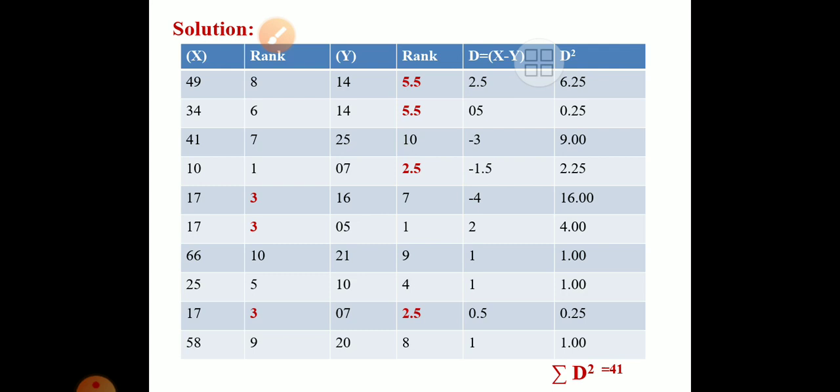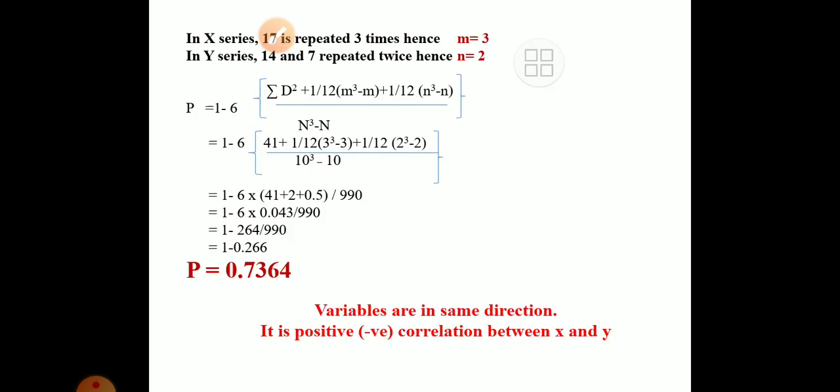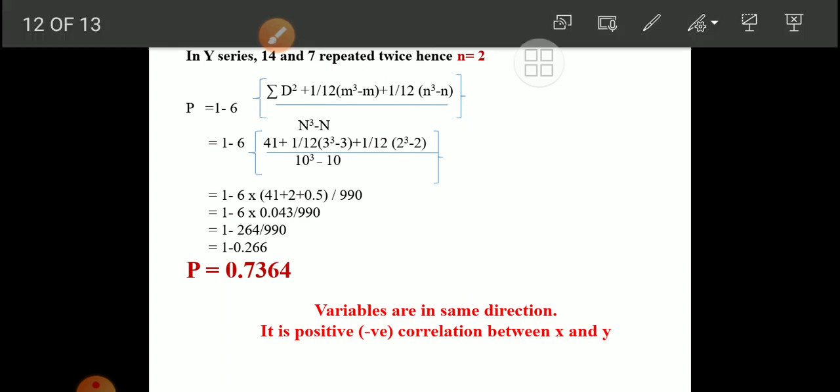This table of d is equal to x minus y, then d square, summation d square is equal to 41. Now in x series 17 is repeated 3 times and hence m is equal to 3. In y series 14 and 7 are repeated twice in number, that's why n is equal to 2. The formula is given. According to the formula we have to substitute the values that we have calculated with the help of the table or given values, and finally there is a positive value 0.7364. So that is, actually, values are in the same direction. It is a positive correlation between the x and y variable.